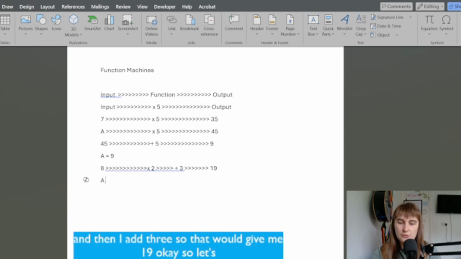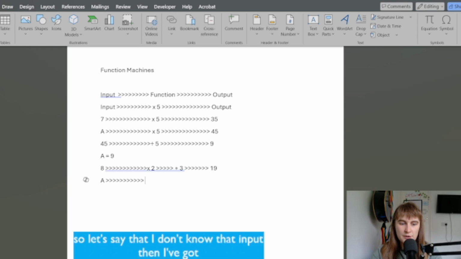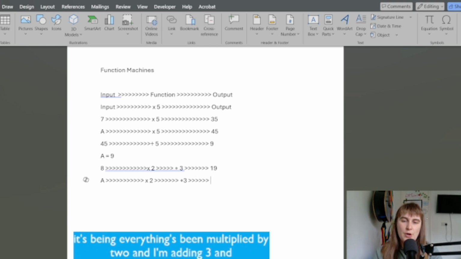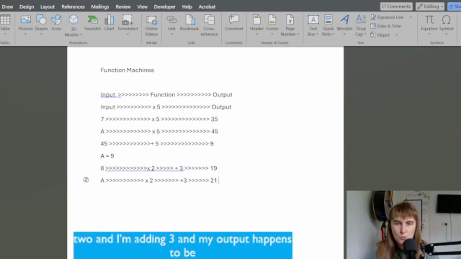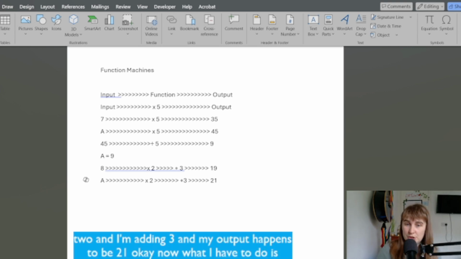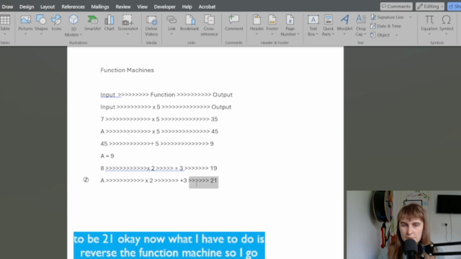Let's say that I don't know that input, then I've got the same function machine, so everything's being multiplied by 2, and I'm adding 3, and my output happens to be 21. Now what I have to do is reverse the function machine. So I go backwards here from 21.